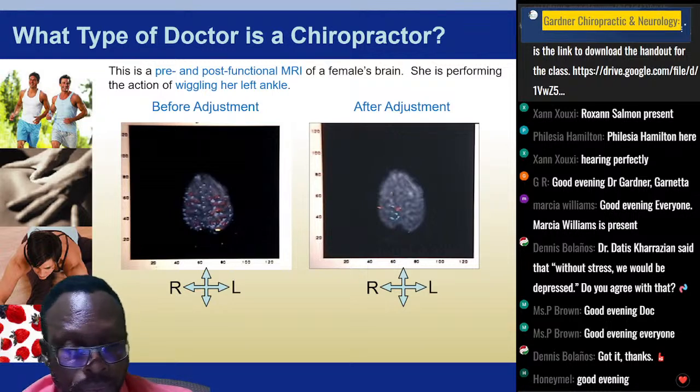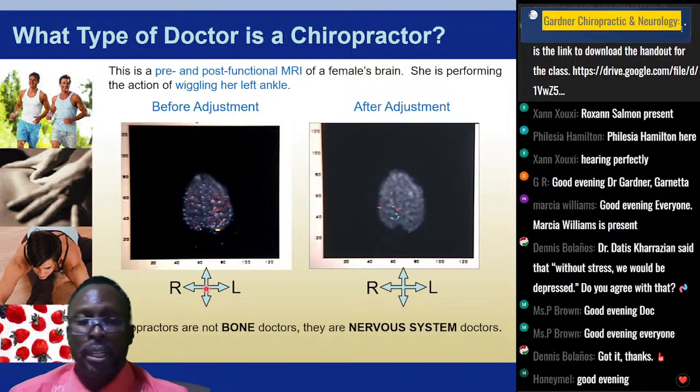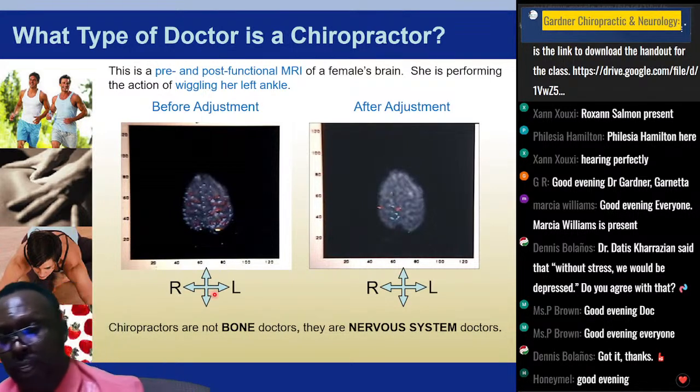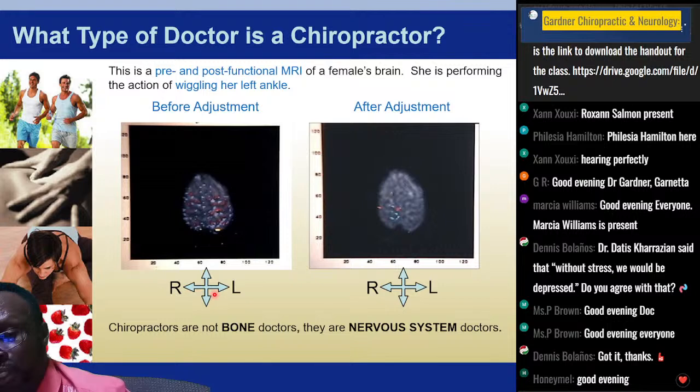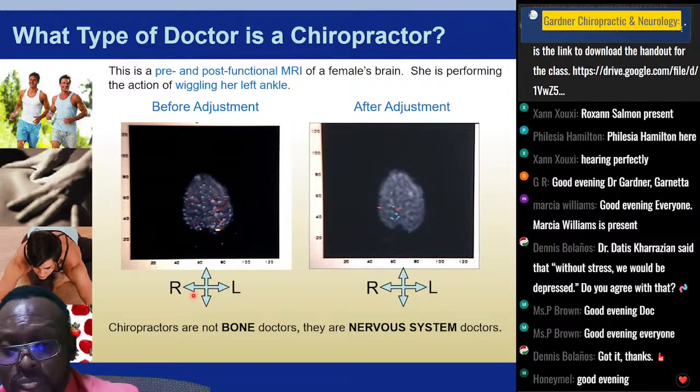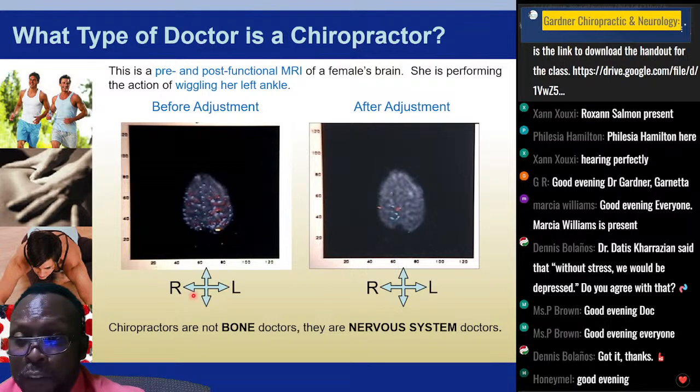Now, let's move again. Many people ask, what kind of doctor is a chiropractor? It's important to note that chiropractors are not bone doctors. We are nervous system doctors. The work that we do may involve the bone, but we use the bone only as a tool to influence the nervous system. And so chiropractic is a tool of the nervous system.